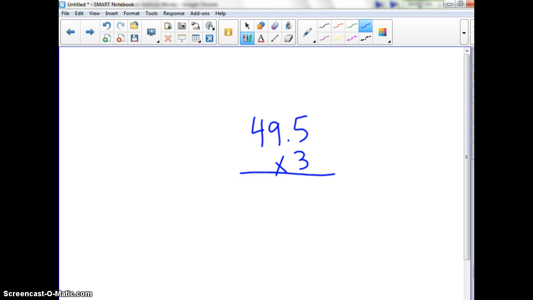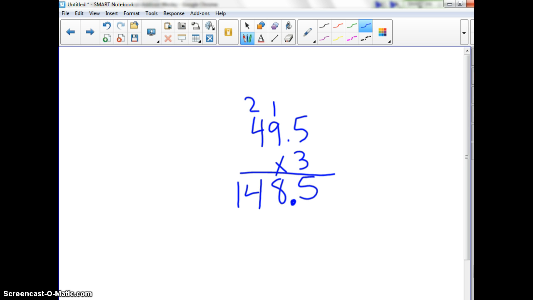Okay, who would like to talk me through this one? Dathan's turn. Nice and loud. 15. And 3 times 9, 27 plus 1 is 28. There you go. And then 3 times 4 is 12 plus 2 is 14. Looks good. And move the decimal 1 over, so it's between 8 and 5. Final answer, Frog. 148.5.